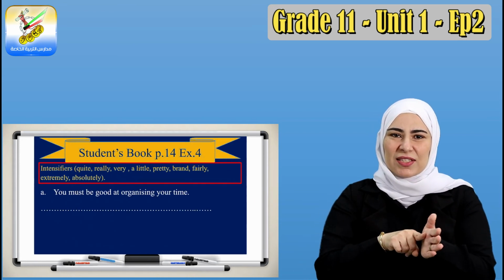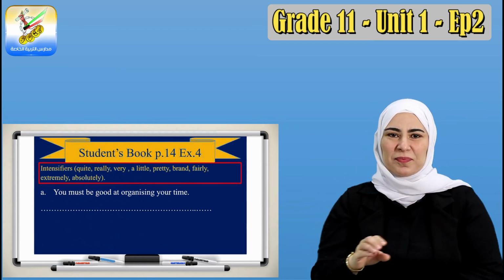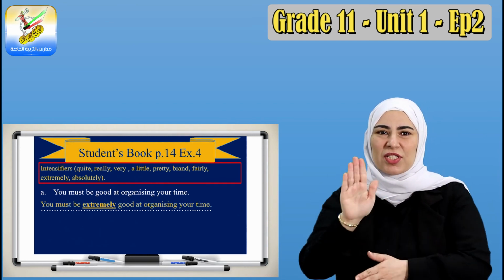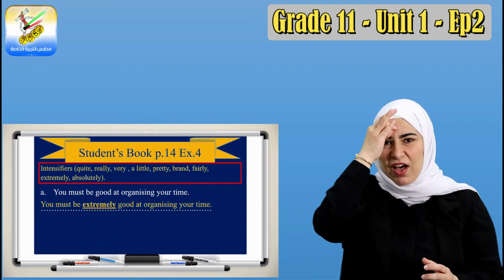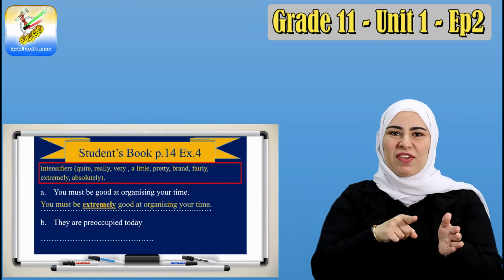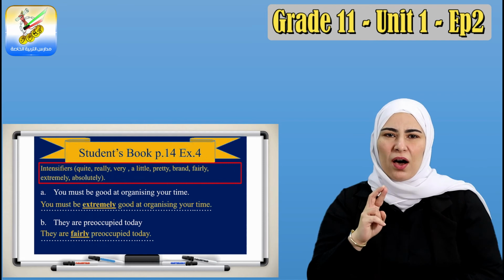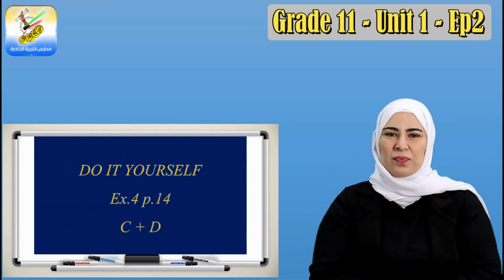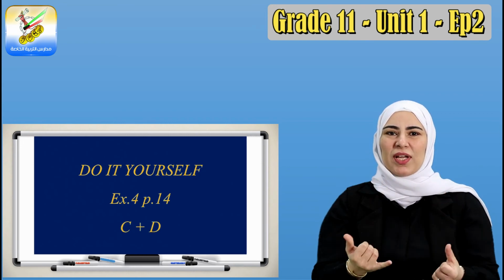Now, look at this sentence. You must be good at organizing your time. If you want to add the intensifier, find the adjective. You must be extremely good at organizing your time. Look here, we added the intensifier before the adjective. How about B? They are preoccupied today. We added the intensifier before the adjective. They are fairly preoccupied today. Do it by yourself, exercise number 4, page 14, C and D.